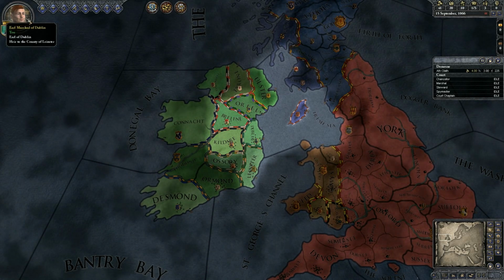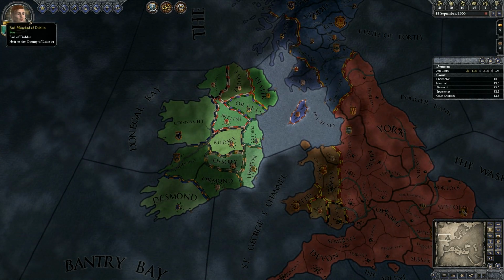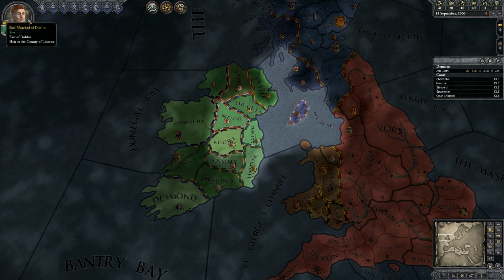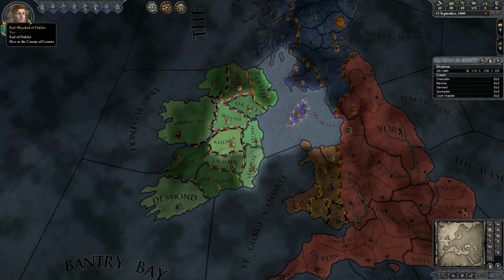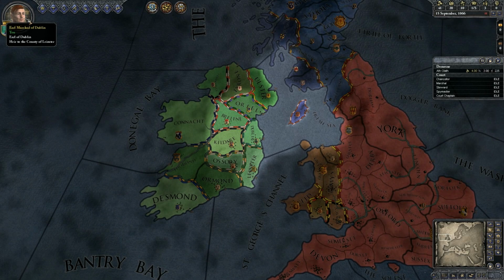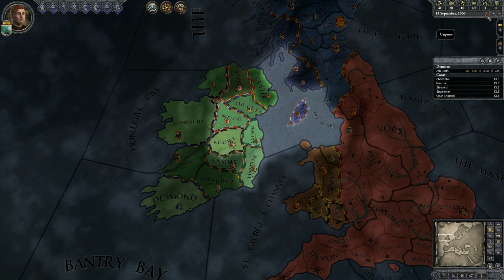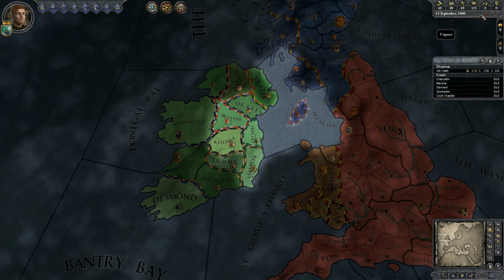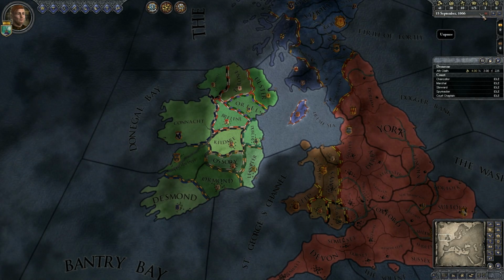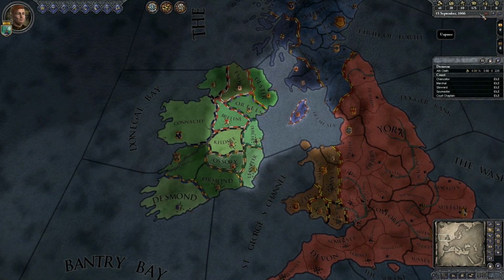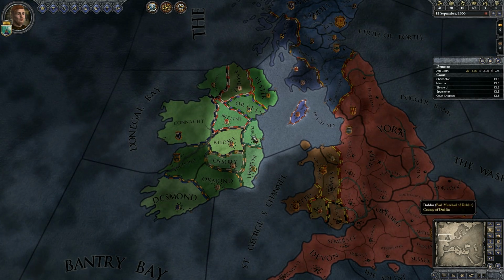There we are, Earl Muchad of Dublin. That is who you've decided to play as. Your realm at the moment is simply the county of Dublin, and you are the Earl of Dublin. The game up here is paused at 1066. You can unpause it by hitting that or hitting the spacebar, but we're going to keep it all paused to start with, just to go through this part.